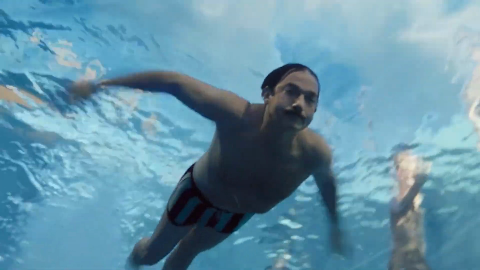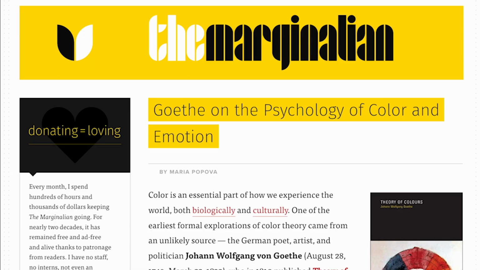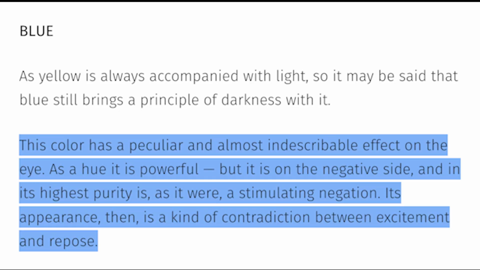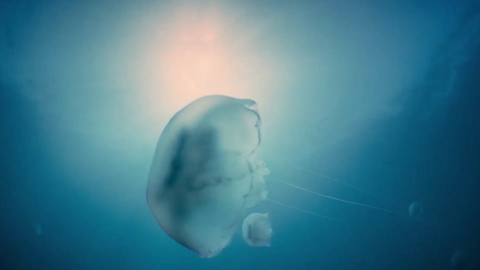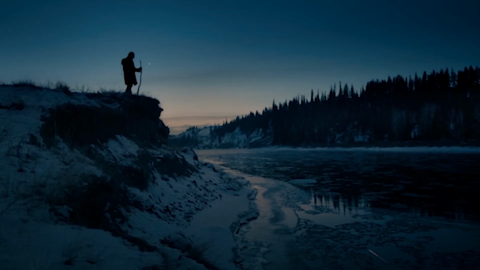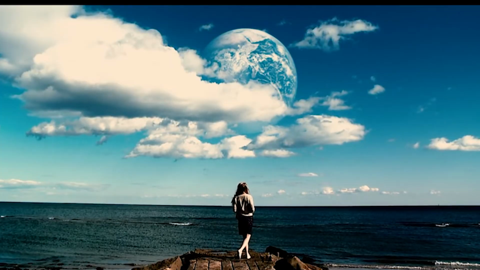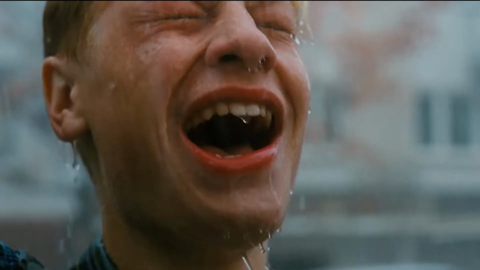When we think of blue emotions, we usually go straight to sadness or, well, blueness. In her article, Goethe on the Psychology of Color and Emotion, Maria Popova mentions how, as yellow is always accompanied with light, so it may be said that blue still brings a principle of darkness with it. The hue is on the negative side, sharing many values with black. Blue is associated with things such as winter, ice, and shade, and therefore evokes a feeling of coldness. However, in other contexts, it can bring feelings of cleanliness, peace, and even spirituality.